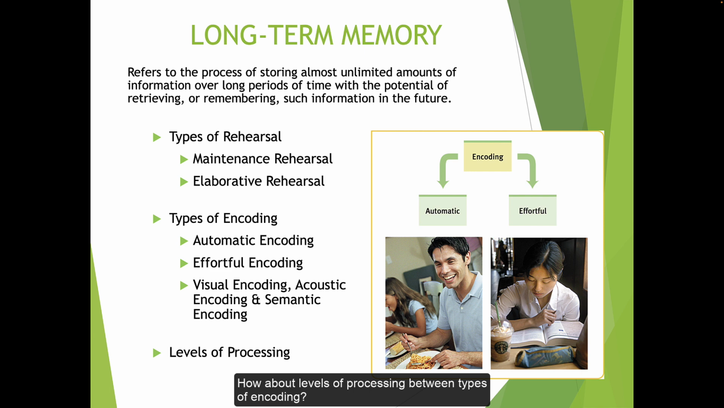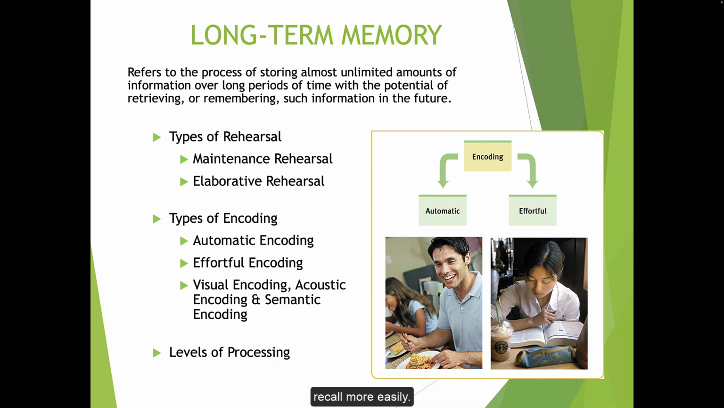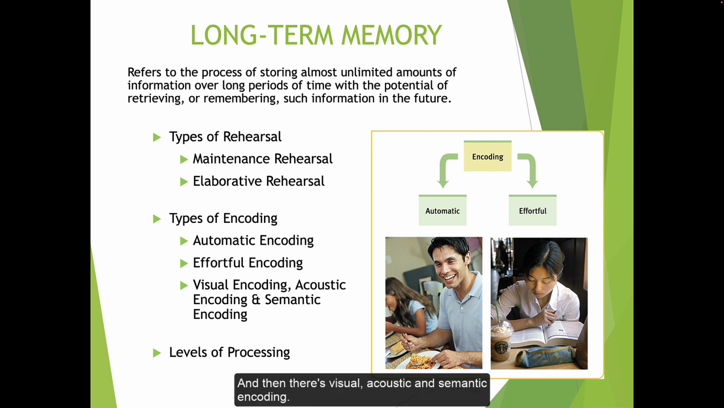How about levels of processing between types of encoding? Do you think we have an easier time hanging on or recalling things that are encoded automatically or effortfully? A lot of times, the things that we store away automatically are the ones that we retain and can recall more easily. And then there's visual, acoustic, and semantic encoding. Which one do you think results in a deeper level of processing? Keep that question in mind as we go into the next slide.